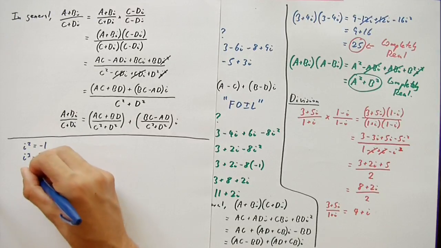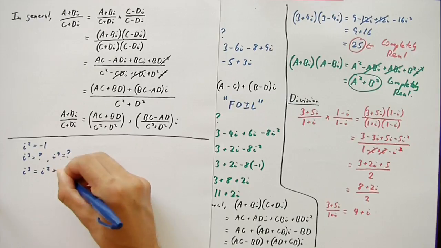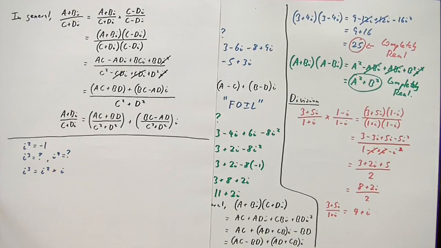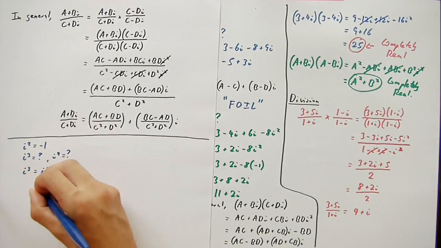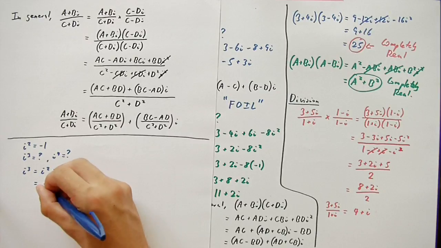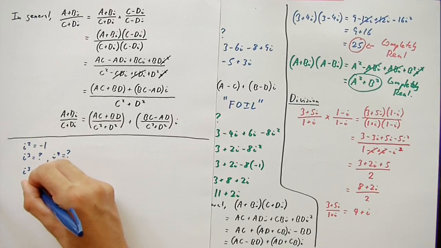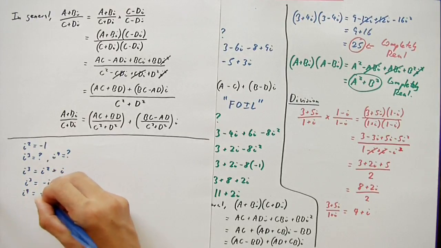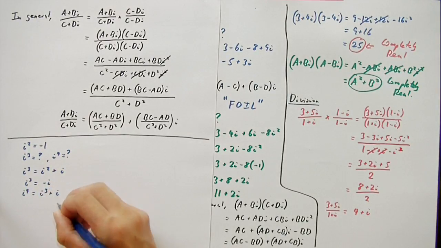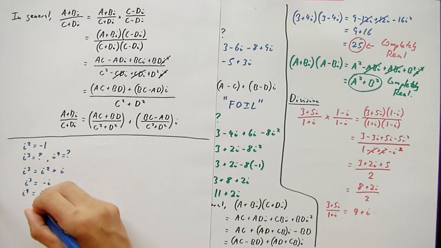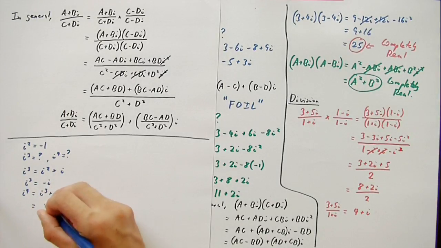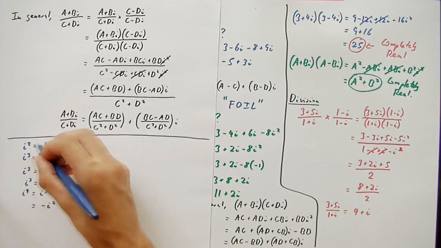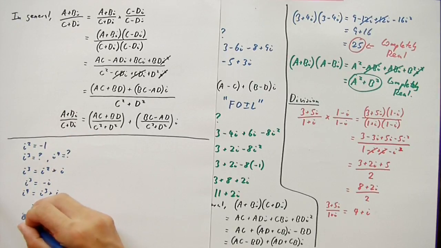Let's firstly look at i cubed. Notice that i cubed is equal to i squared times i. And since i squared is equal to negative 1, that means that i cubed is equal to negative i. Now as for i to the power of 4, i to the power of 4 is just i cubed times i. But we know i cubed now. i cubed is negative i. So that means this is negative i times i, or in other words, negative i squared. And negative i squared is just going to be 1. So i to the power of 4 equals 1.